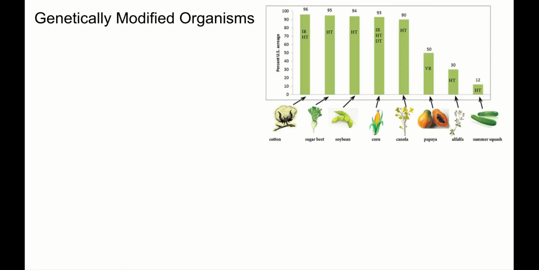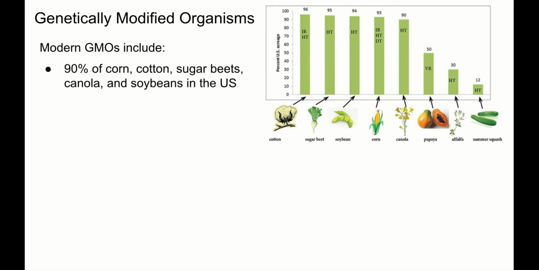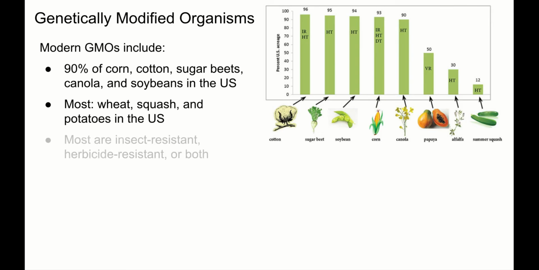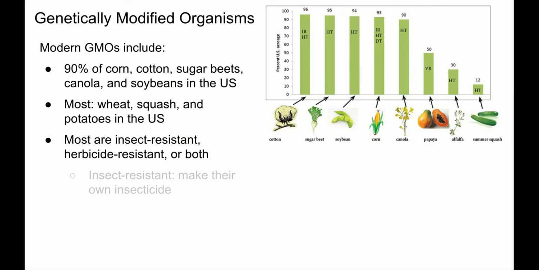When I talk about GMOs, you might be surprised to learn that modern GMOs include about 90% or more of all corn, cotton, sugar beets, canola, and soybeans in the United States. Almost all of those crops are genetically modified now. Most wheat, squash, and potatoes in the US are also genetically modified. So how are they genetically modified? Like what trait did we give them? Well, most of them are insect resistant, herbicide resistant, or both. The insect resistant crops make their own narrow spectrum insecticide.